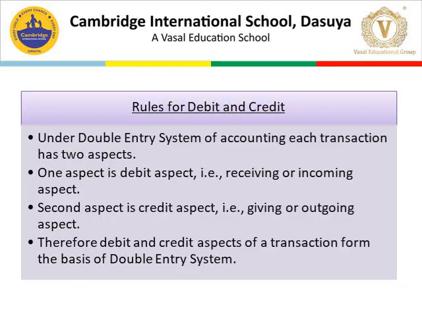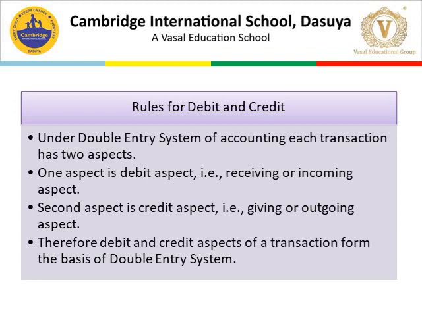Here are the rules for debit and credit. Under double entry system of accounting, each transaction has two aspects. One aspect is debit aspect, that is receiving or incoming aspect. Second aspect is credit aspect, that is giving or outgoing aspect. Therefore, debit and credit aspect of a transaction form the basis of double entry system.